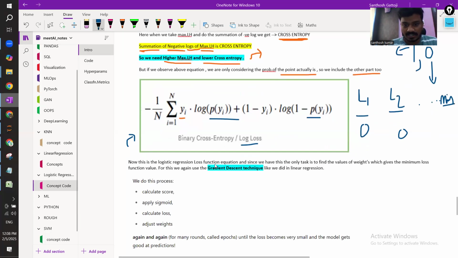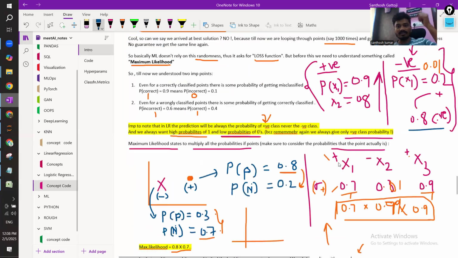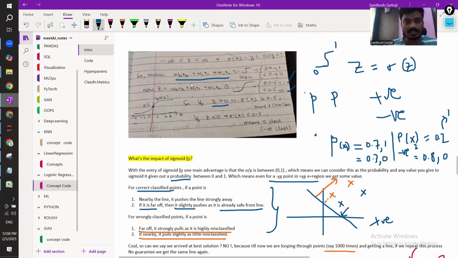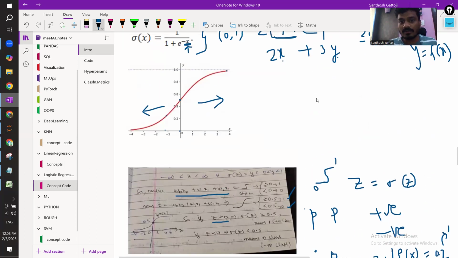Okay. Fine. So now this is the logistic regression loss function. And since we have this, the only task is to find the weights for which we give the minimum loss. This is important. We started with this W. All this time, I was telling you that W1, W2, all this you know automatically. You started with some random value, but you will come to the best line. Finally, what we are trying to find is a line which will give you the least loss.